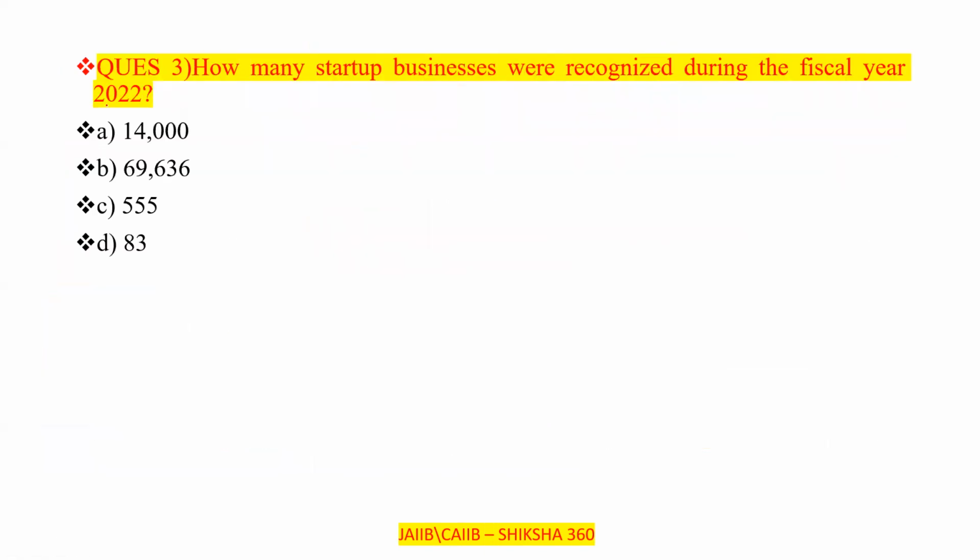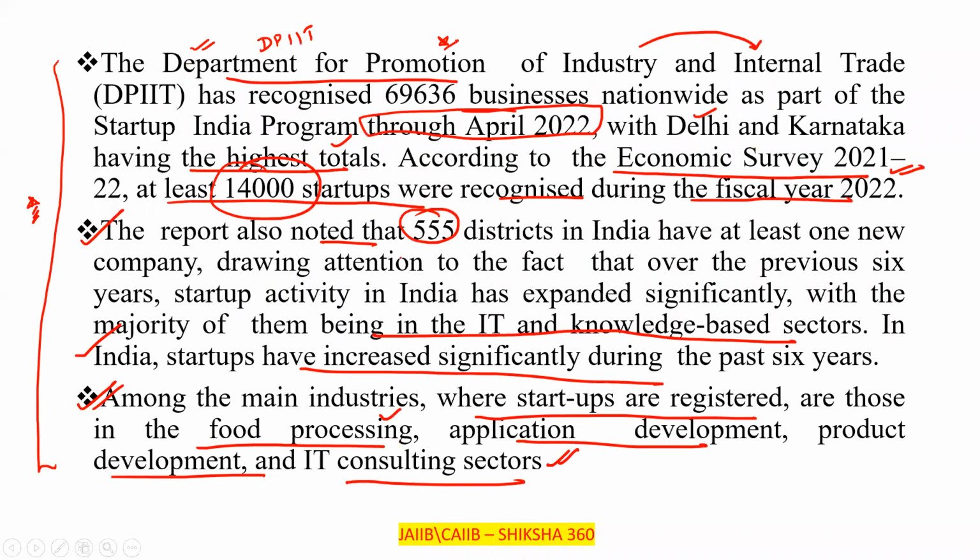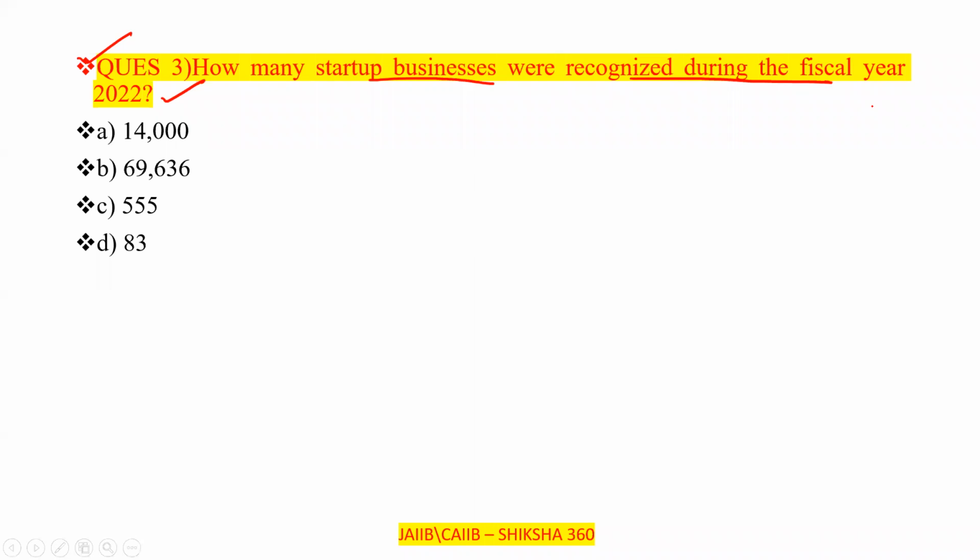Now we have to discuss the third question. How many startup businesses were recognized during the fiscal year 2022? We have already discussed that. According to the economic survey 2021-2022, at least 14,000 startups were recognized during the fiscal year 2022. Option A is 14,000. Option B is 69,636. Option C is 555. Option D is 83. This is during the fiscal year 2022.